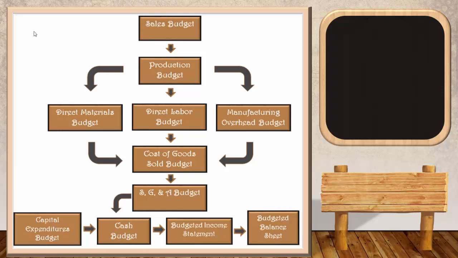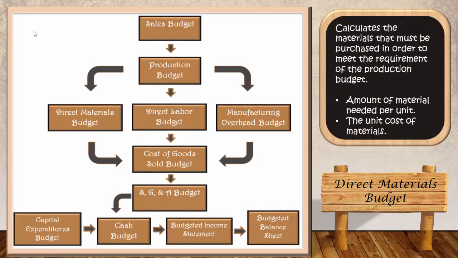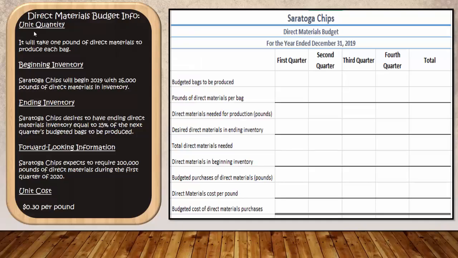Now that we have our production budget, we can move on to our next budget, which is going to be our direct materials budget. Our direct materials budget is going to calculate the amount of materials that we must purchase in order to meet the requirements that we just figured out in the production budget. And we're going to need two things. We're going to need the amount of material that is needed to make each bag of chips, and we're going to figure out how much each pound, in this case, of potatoes is going to cost us to make one bag of chips. And here's our direct materials budget.